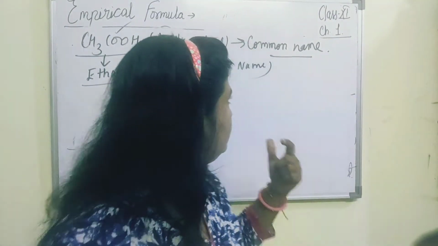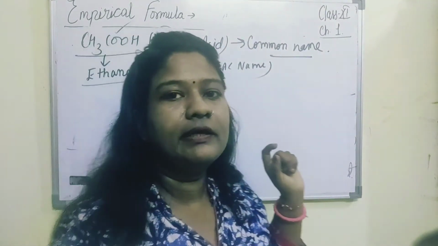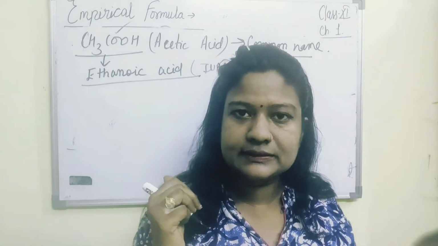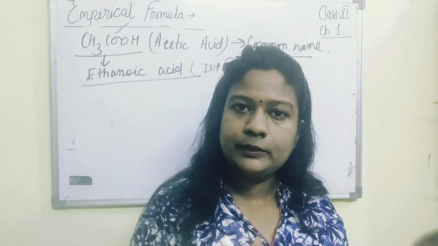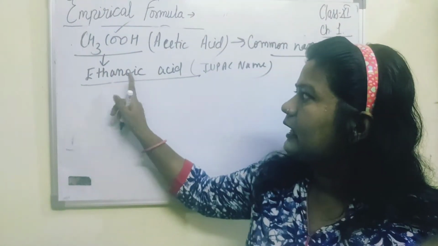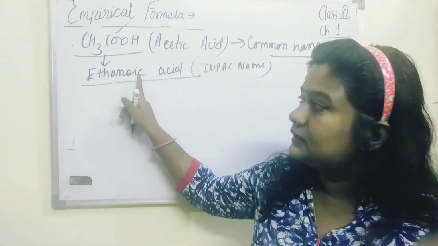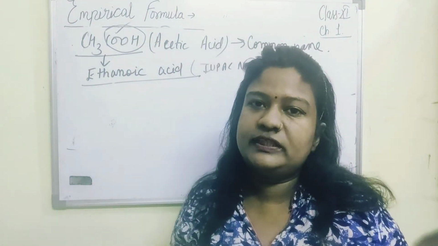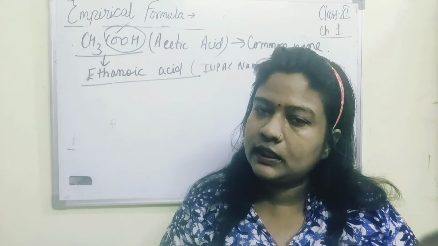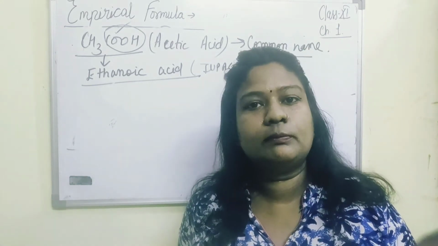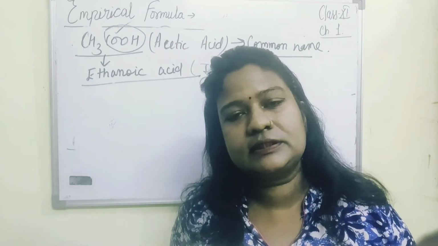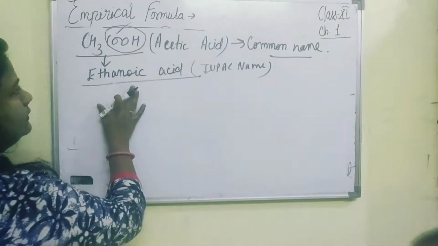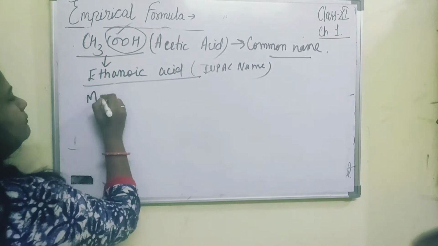ठीक है, और बिल्कुल उसी तरह इसका जो आईयूपीएसी नेम है दैट इज इथेनोइक एसिड, because 2 carbon atoms are present in this compound. So ethane word will be used, root word is ethane, and suffix is oic acid. Suffix because COOH group is present, so we use suffix for the acid group, that is COOH, and you have learnt about this in the 10th class. Correct? Now we will take example of acid molecular formula.